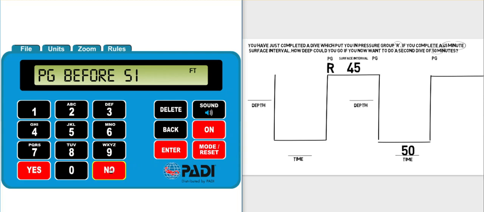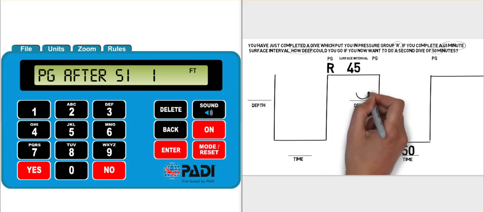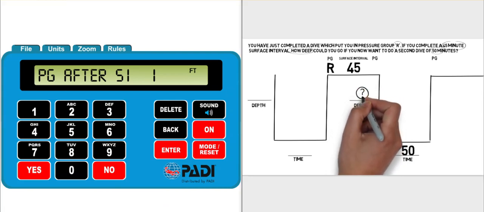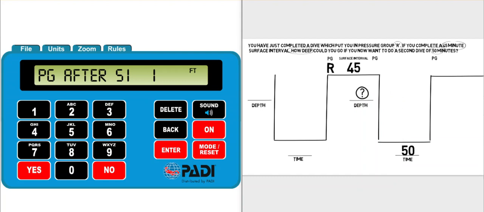It now asks me, well, what is your pressure group before the surface interval? I know that, it's R, so I can enter that in. And it asks me what my surface interval is. I know that, it's 45 minutes, so I can enter that in. It now tells me that my pressure group after the surface interval would be pressure group I. So I can enter in that the pressure group after the surface interval is pressure group I.